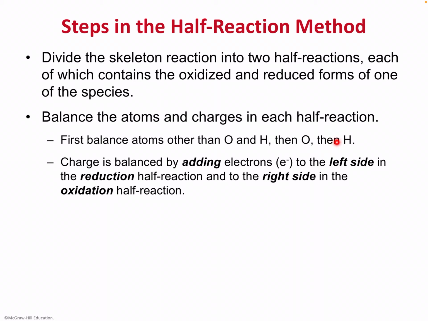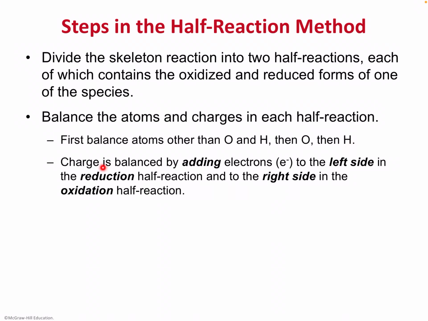When we are balancing, first we take our skeleton reaction and separate it into oxidation and reduction reactions. And then we balance. We keep oxygen and hydrogen to balance last. First, you balance any other atoms or elements in the reaction. When we balance oxygen and hydrogen, we do oxygen first and then the hydrogen.